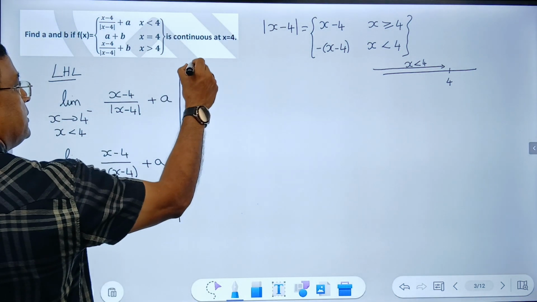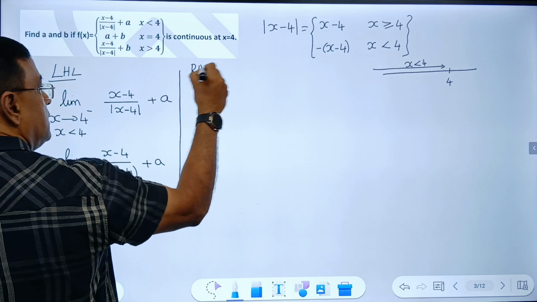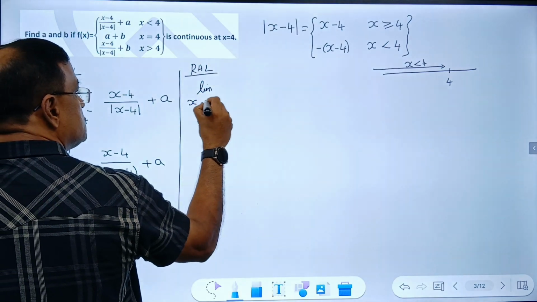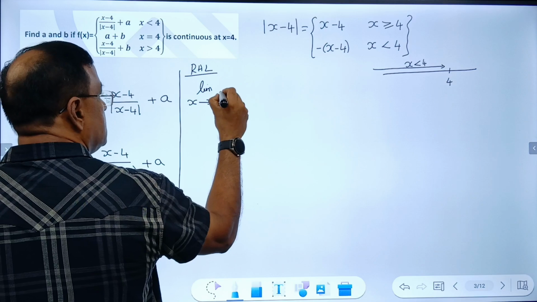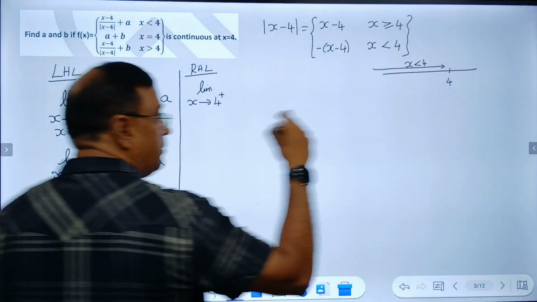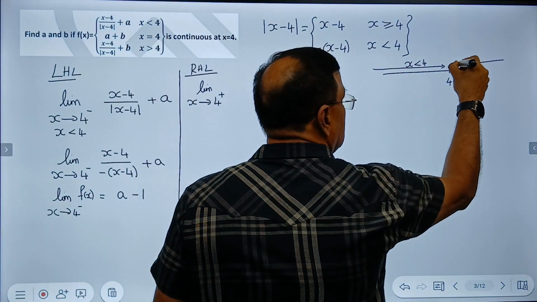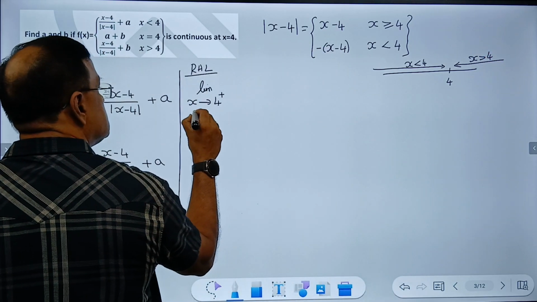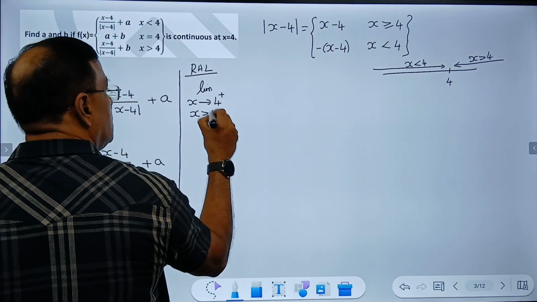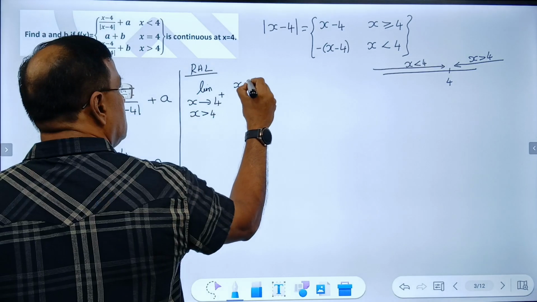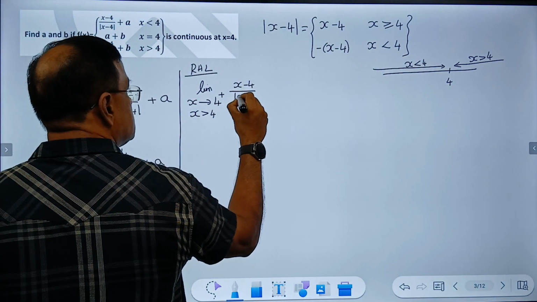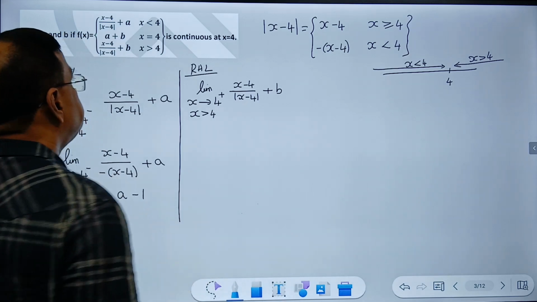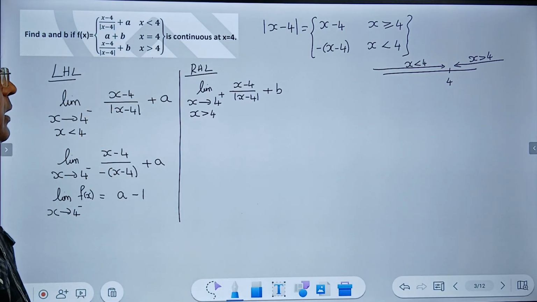Now what is right hand limit? Right hand limit is limit x approaches to 4 plus. 4 plus means I am coming to 4 from the right hand side. So the value of x will be greater than 4. So x is definitely greater than 4. So it will be x minus 4 by modulus x minus 4 plus b. I am using this.